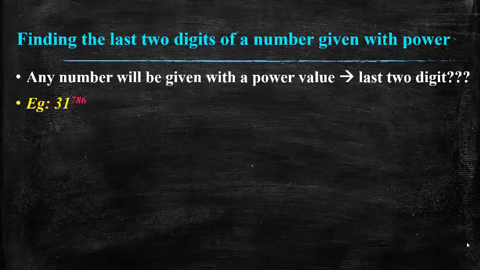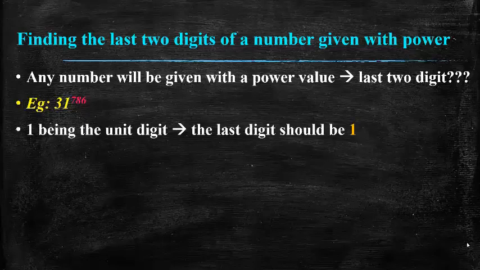We need not bother about the entire answer. Our focus is only on identifying the last two digits of the given number. 1 being the unit digit, the last digit will always be 1, so that is not an issue. Next, we are going to see how we can identify the tens digit place. In the power value, the unit value is going to be 6.